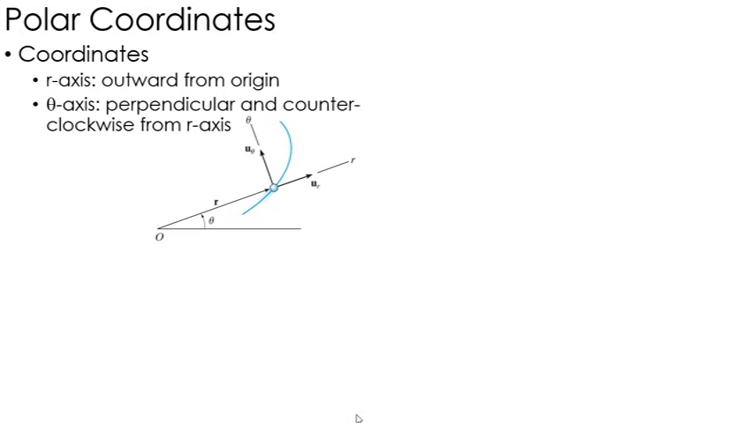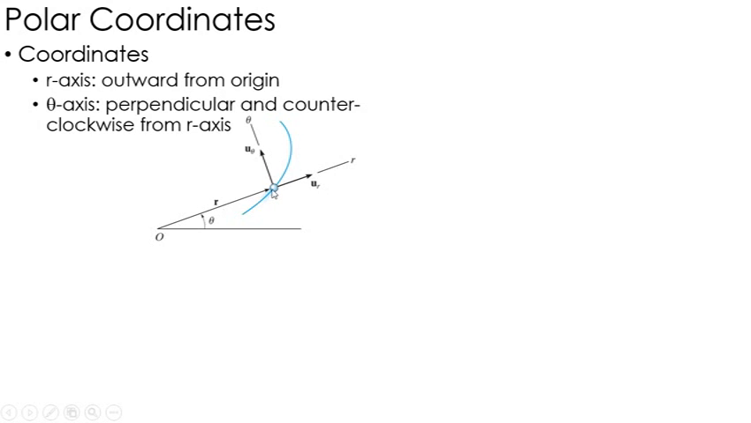The next coordinate system we're going to look at is polar coordinates. By definition, polar coordinates are defined as an r-axis, or a radial axis, and a transverse axis, or a theta axis, where r goes outward from a fixed origin. So my origin is here. I can extend a line out, and r goes out from the origin.